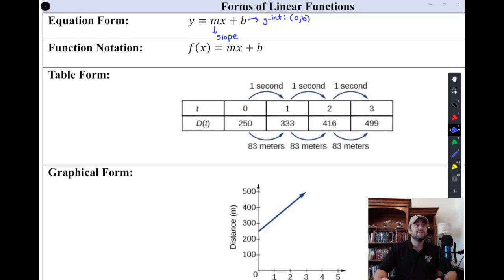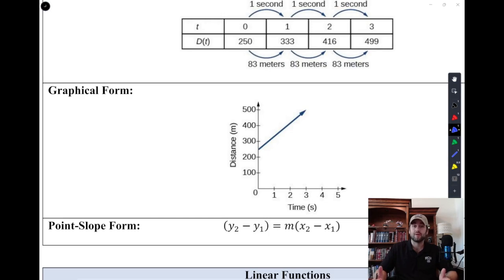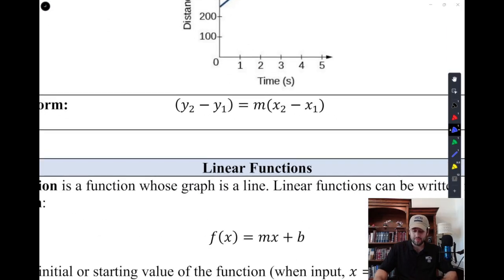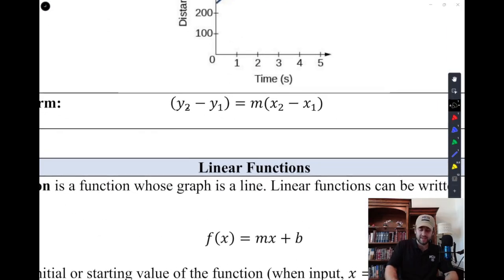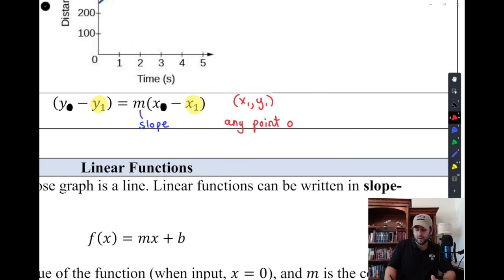There's table form, where you can put the x's and the y's, the inputs and the outputs, in a table. You can put it on a graph, where that graph looks like a line, a straight line with a constant slope. And then point slope form is another pretty important one. This will be edited in the notes, but point slope form does not have those 2's there. Point slope form actually just has y minus y1 equals m times x minus x1, where m is that same slope, and this (x1, y1) is any point on the line.